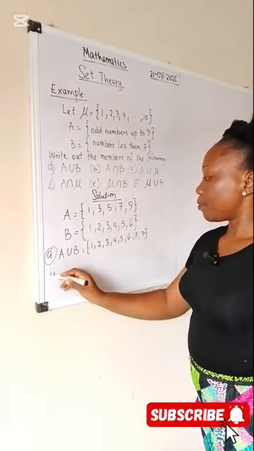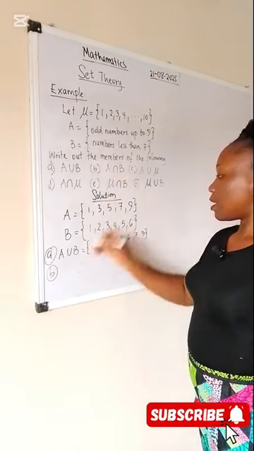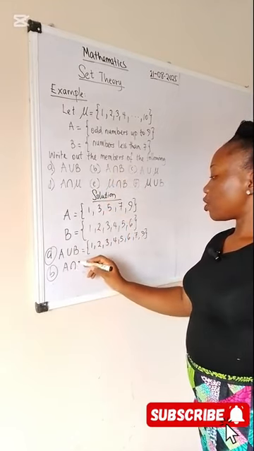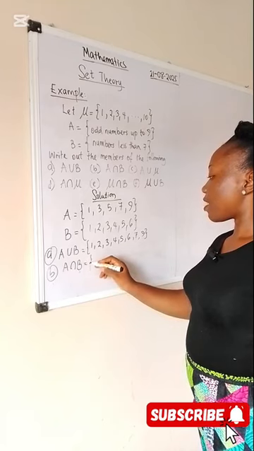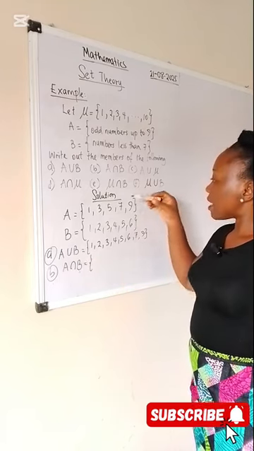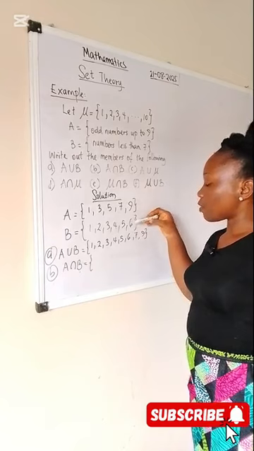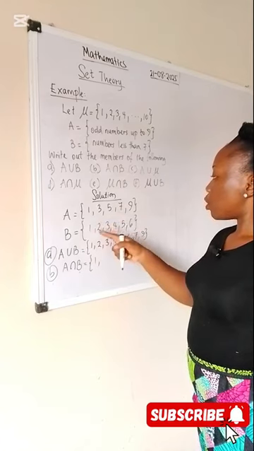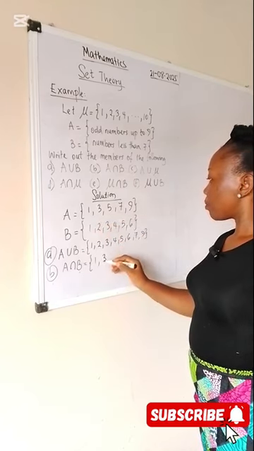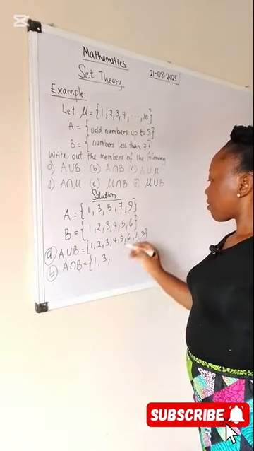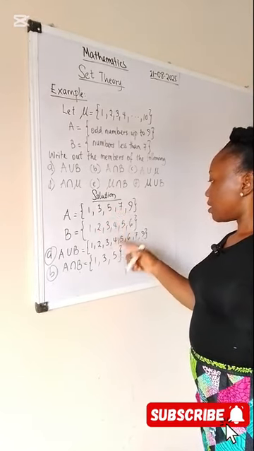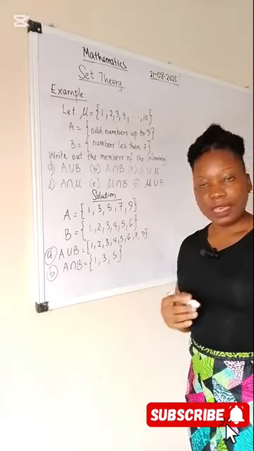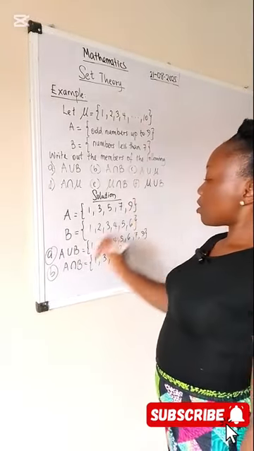Now B, A intersection B. Intersection means what the two sets have in common. What are the elements that are in set A that also find themselves in set B? So we have 1. 1 is in the two of them. 3, 5, and that is all. These are the three elements that are common to A and B. Okay, let's go back to C.